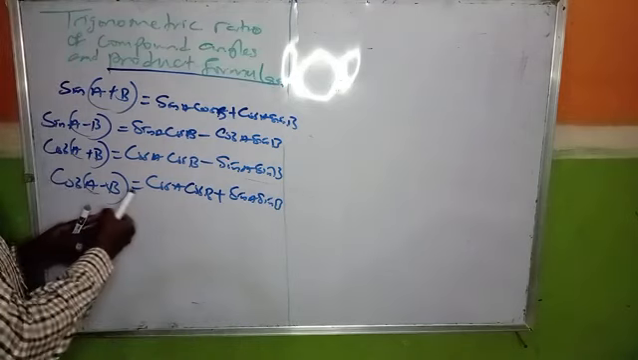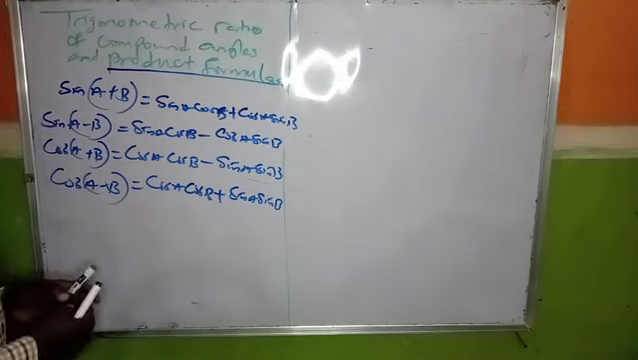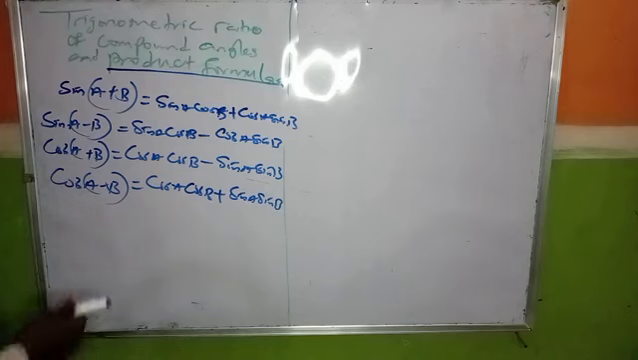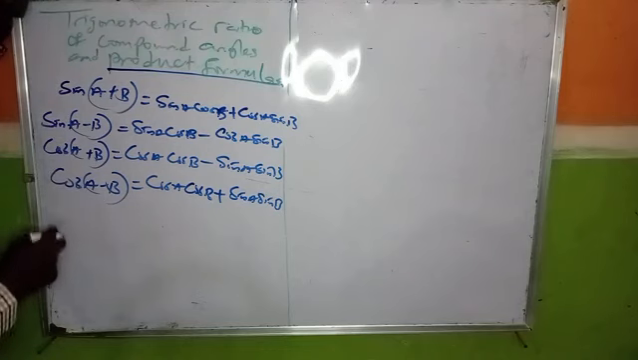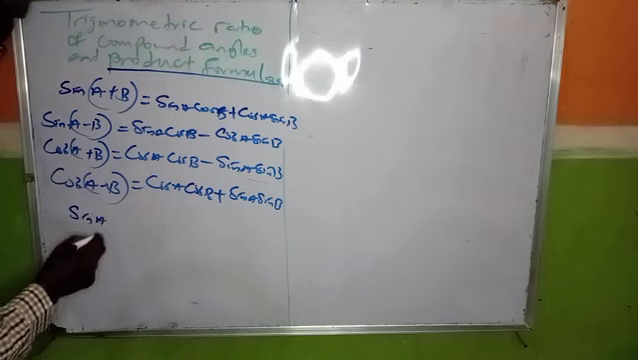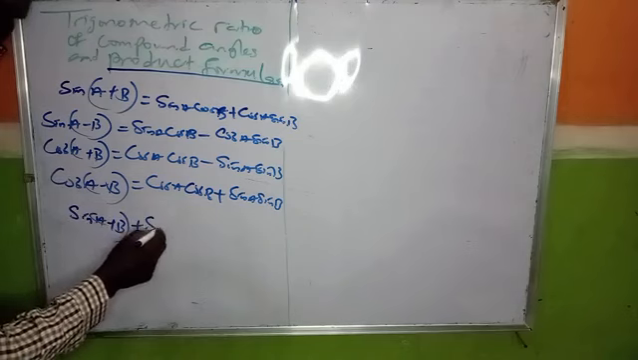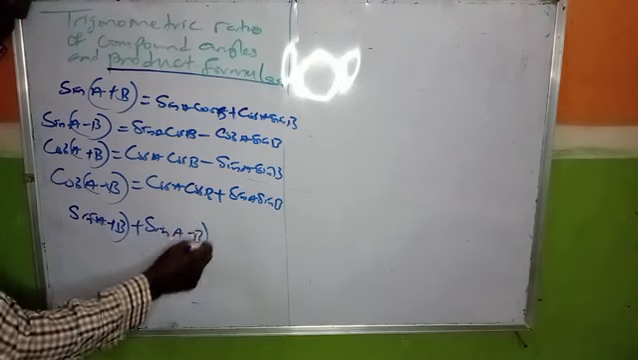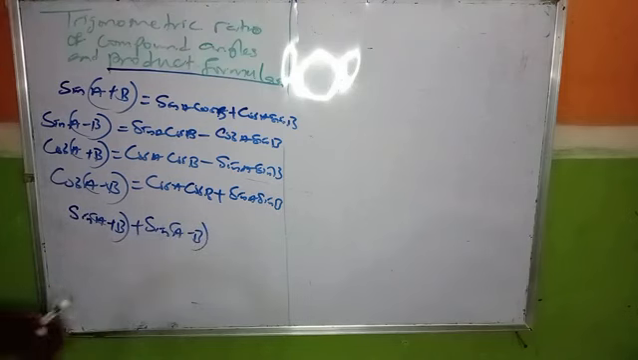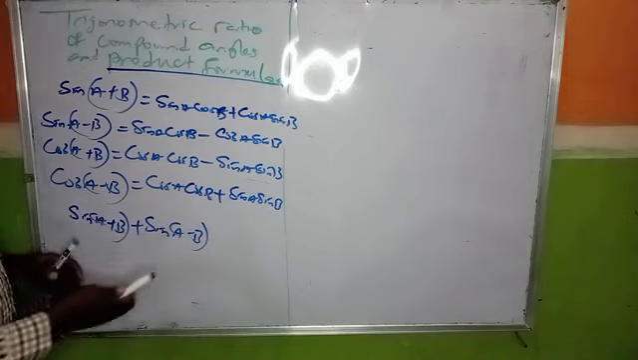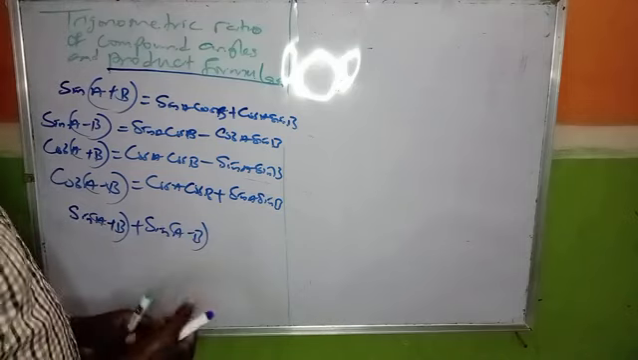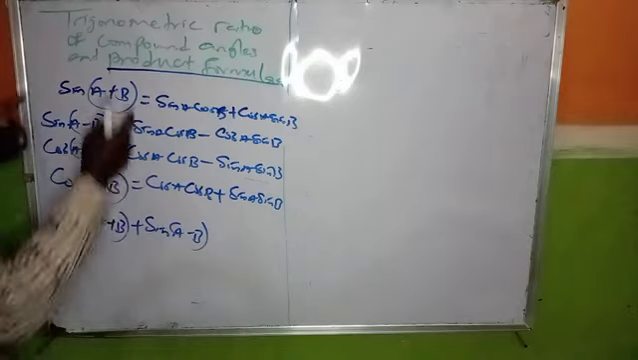So you want to derive the product formula from this. What you want to do is for A and B, you use X to represent it. You want to add these two together. That is sine A plus B plus sine A minus B. That's what we want to do now. So you can easily derive it. Addition of this, you add it together.